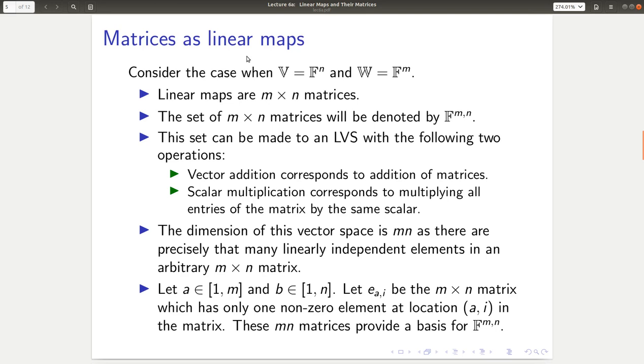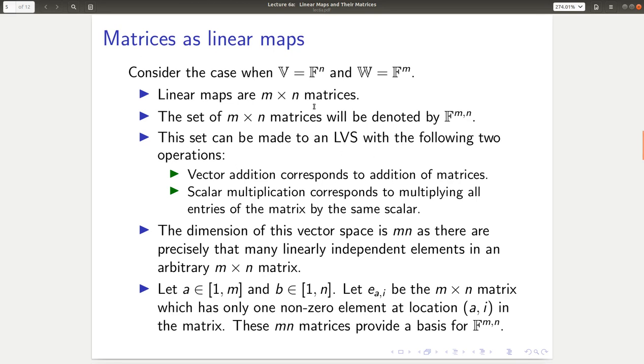But the real example, which is very generic and will map to this problem, is to consider the case when V equal to F^n and W equal to F^m. These are simple vector spaces, the first examples that we saw. And in this case, linear maps are m by n matrices. I'm just claiming that. The set of m by n matrices will be denoted by F^(m,n). And this set can be made into a vector space with the following two operations.